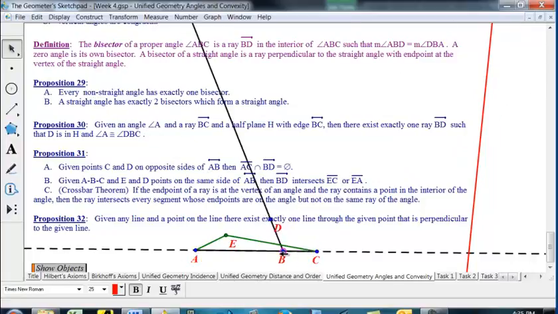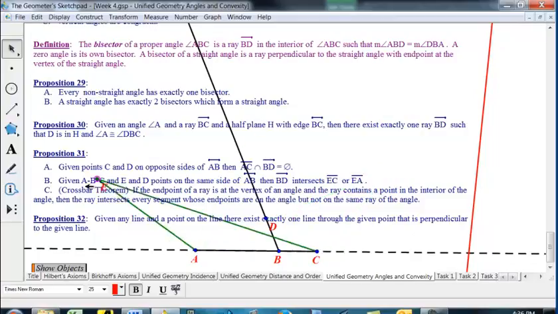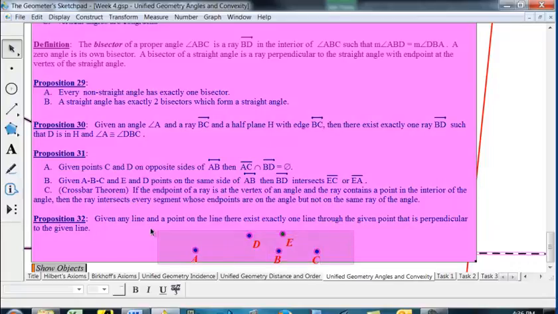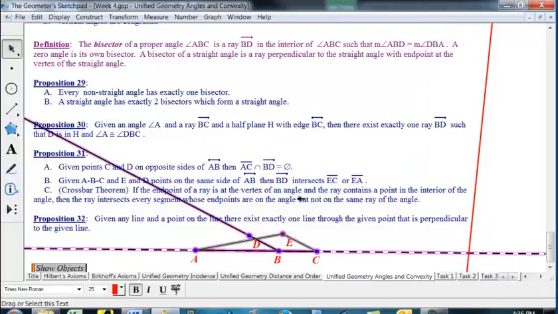Again, we've talked about it. This is a Euclidean illustration. It doesn't matter where these points are. So there's the Euclidean illustration of what's going on for that part.